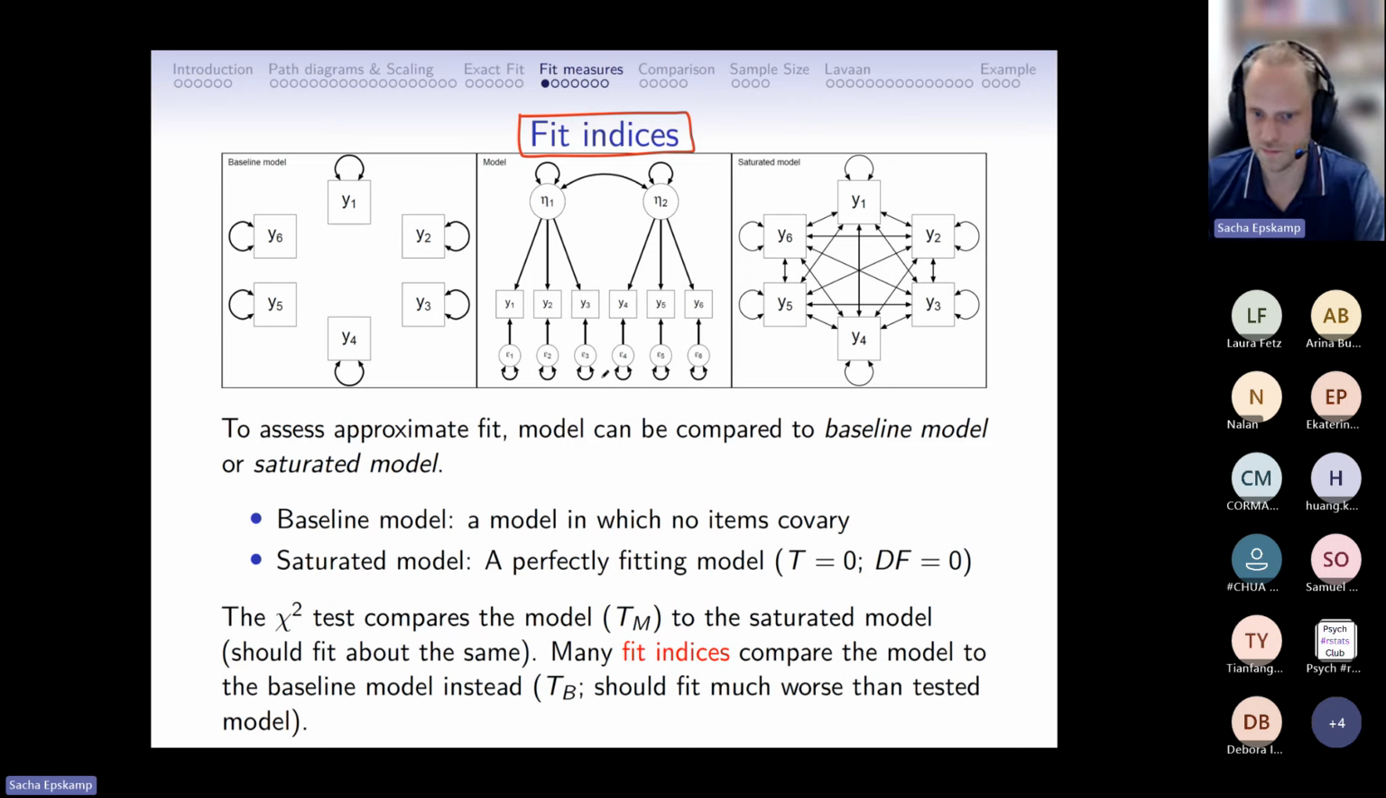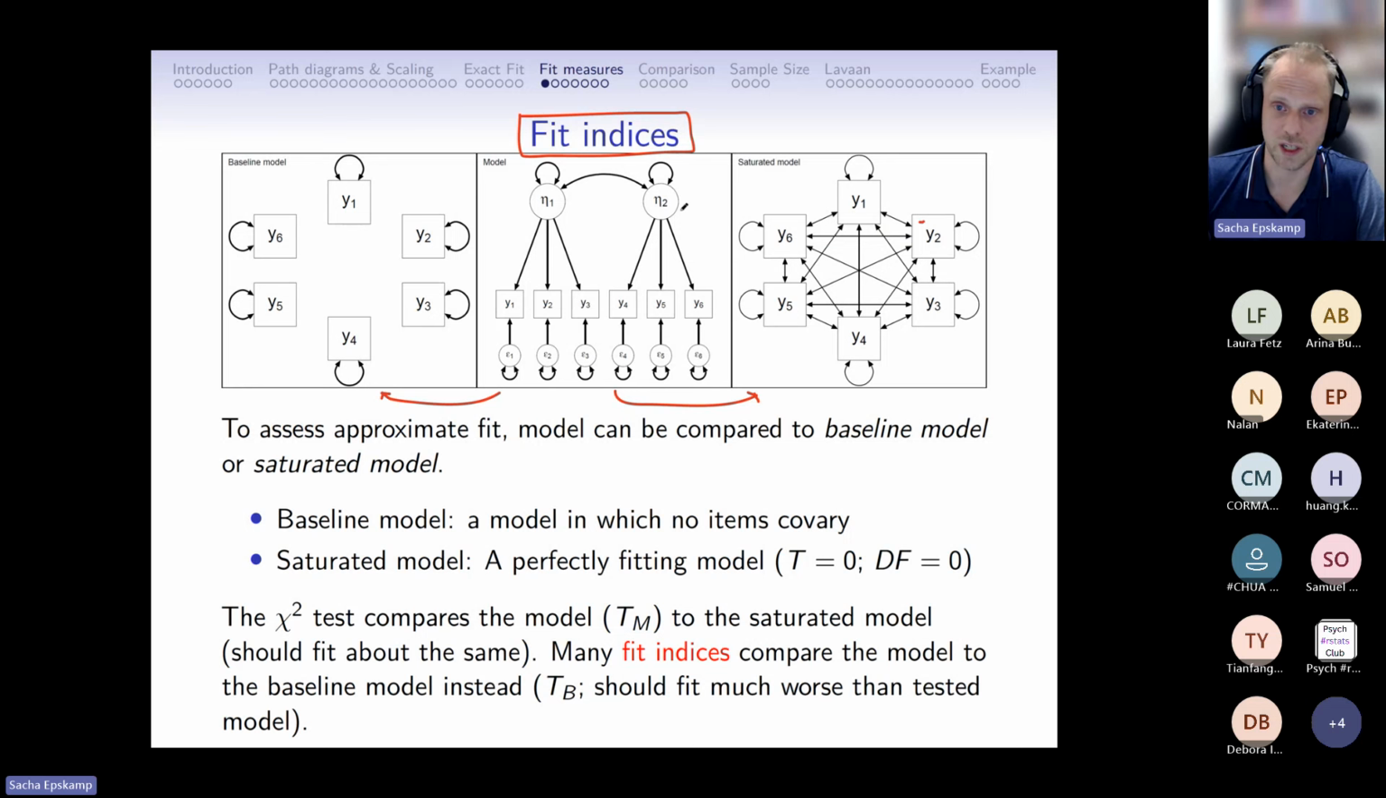So we have our model. What these fit indices do is they try to compare this model to 2 different types of model. The saturated model, which fits perfectly. Here we just have a covariance between every item, so it reproduces every correlation perfectly. Or a baseline model where we don't have any covariances, so we're just assuming that the covariances are all 0, which is a stupid model, but it's the most simple model we can come up with.